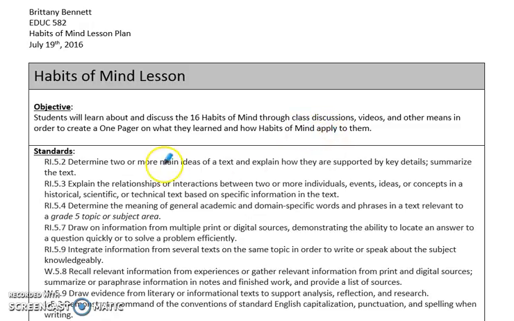The objective is students will learn and discuss the 16 habits of mind through class discussions. We'll watch a few videos and other means, and eventually they will create a one-pager to talk about habits of mind, how habits of mind apply to them.